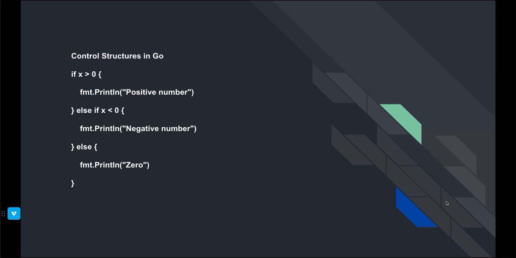You don't need parentheses around conditions. For example, here is a simple if else block that checks if a number is positive, negative, or 0. You can relate this with Java or C++, where we will be using the parentheses, but here it's no need.